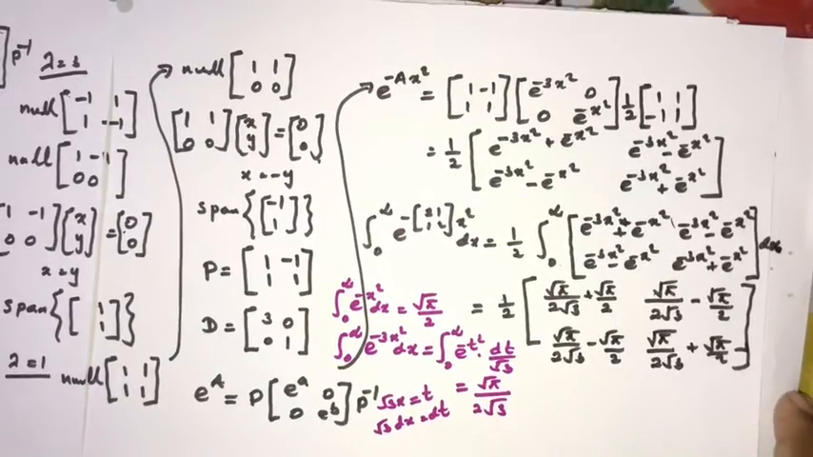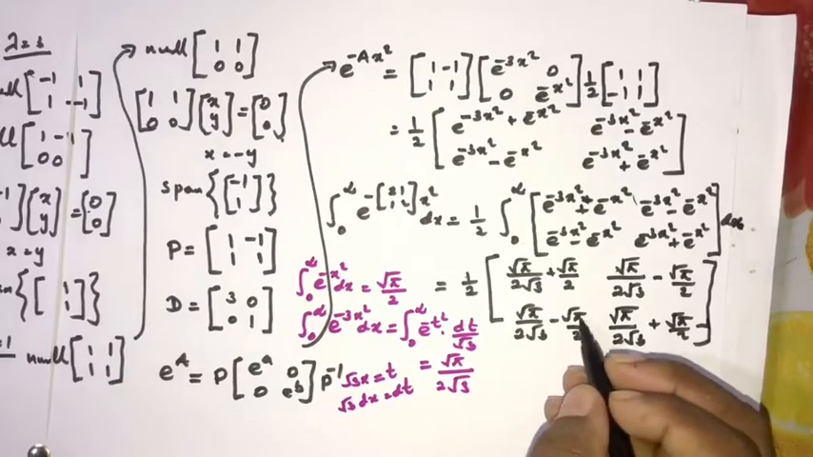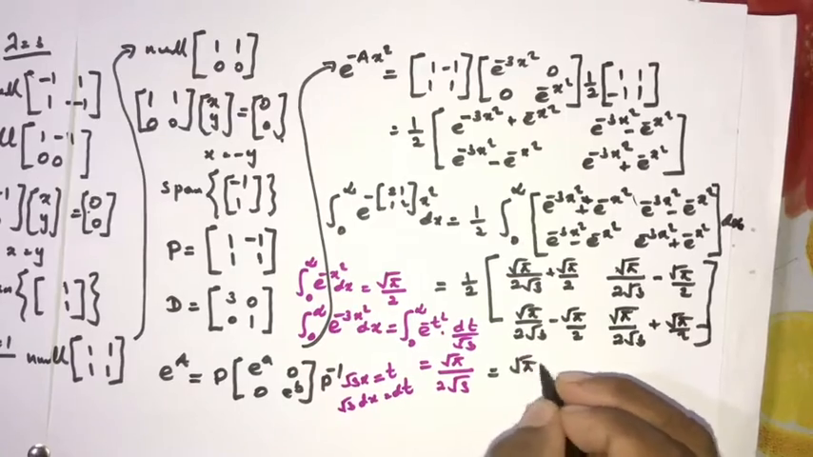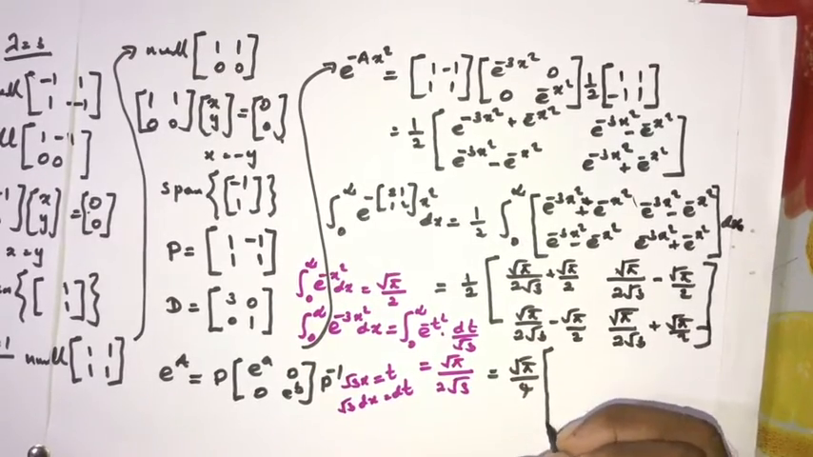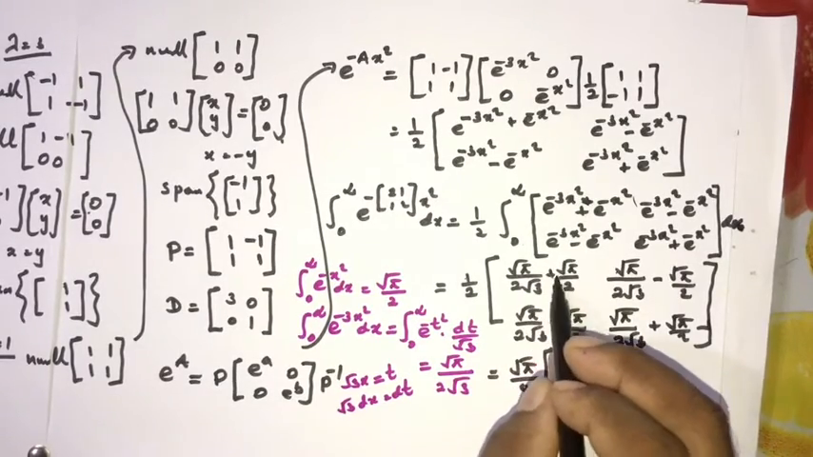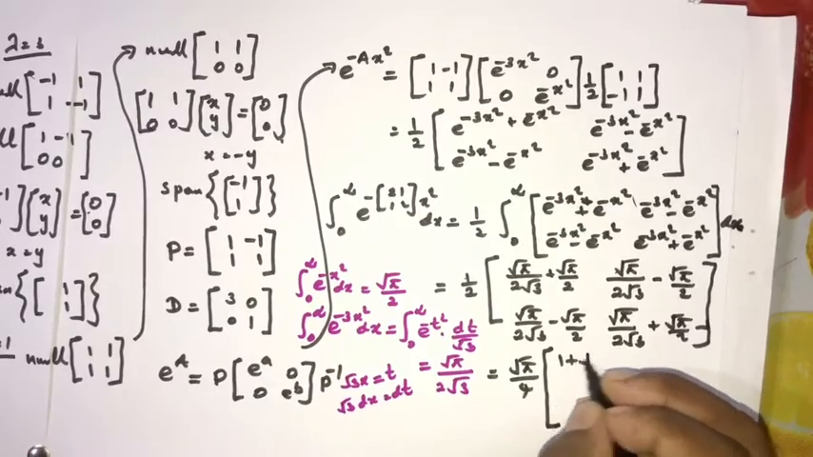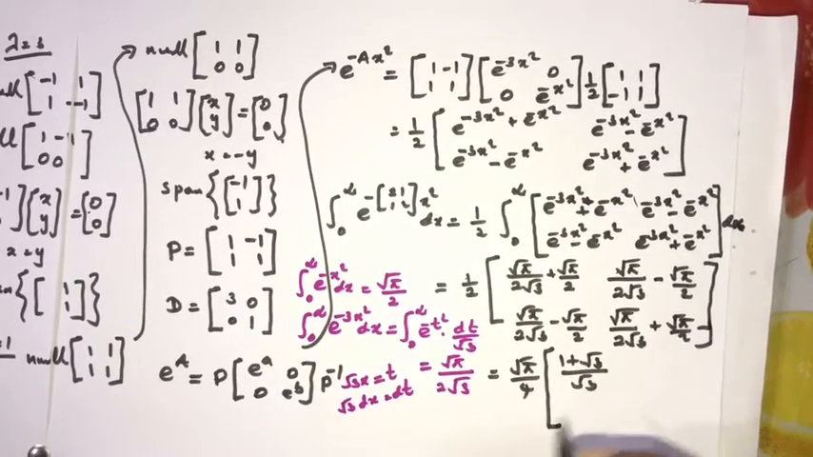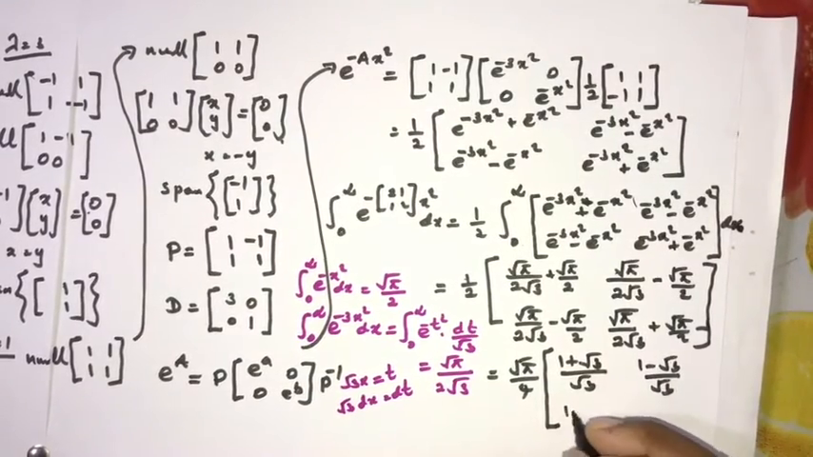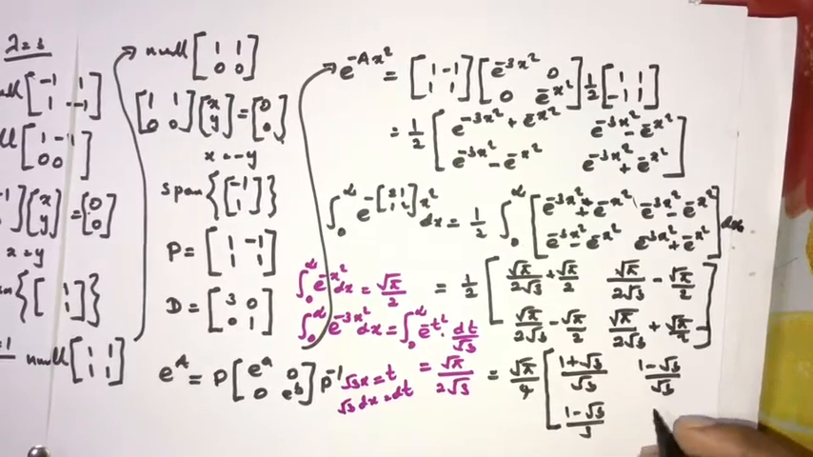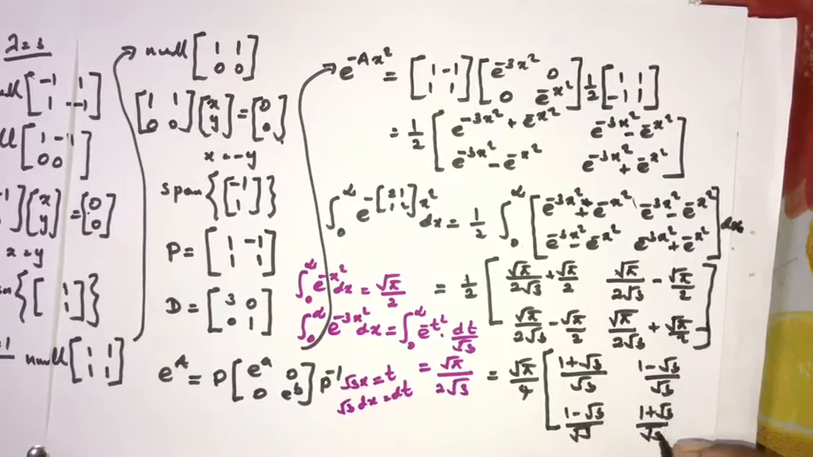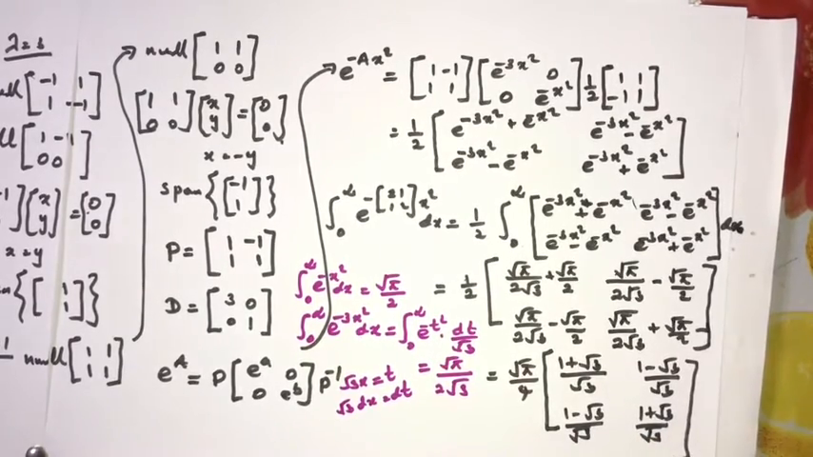Okay, then we can take square root of pi over 2 as a common factor. So here we have square root of pi over 4 times the matrix. Now if we simplify, 1 over square root of 3 plus 1 is (1 plus square root of 3) over square root of 3, here (1 minus square root of 3) over square root of 3, here (1 minus square root of 3) over square root of 3, and here (1 plus square root of 3) over square root of 3. Okay, this is the answer.